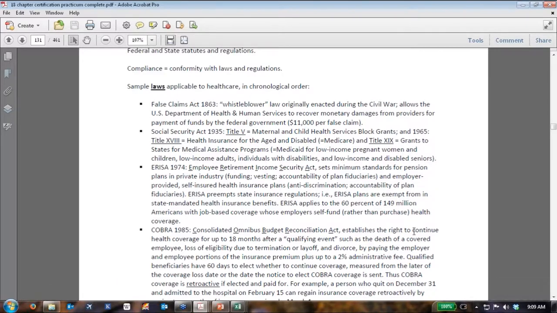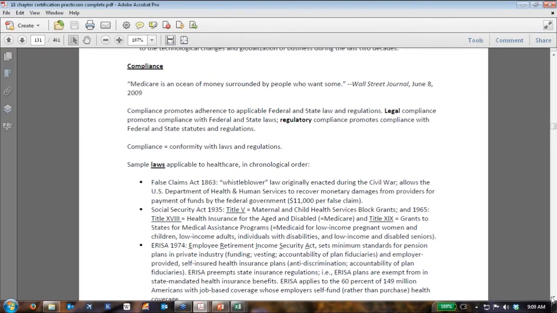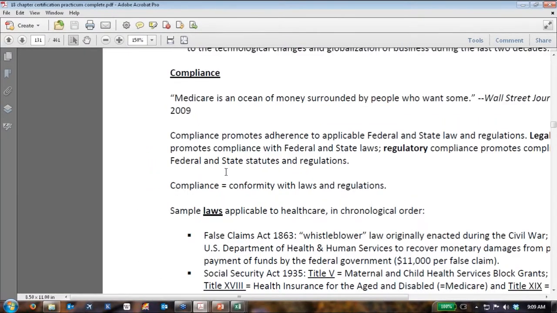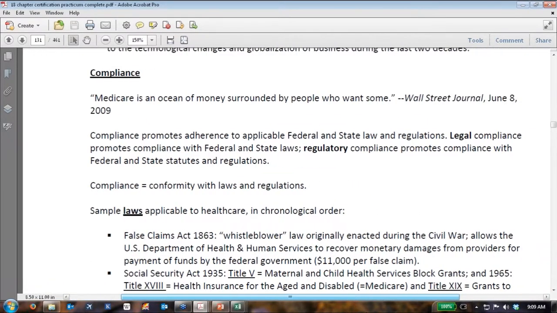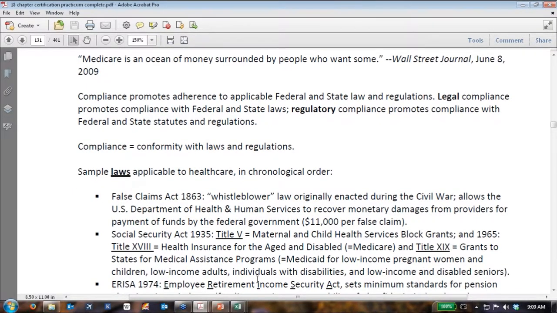I am on page 129 in your book. I'm going to make this bigger, so you can see it more. Okay, so the False Claims Act is the granddaddy of the compliance acts that we in healthcare have to comply with. Look how old it is.